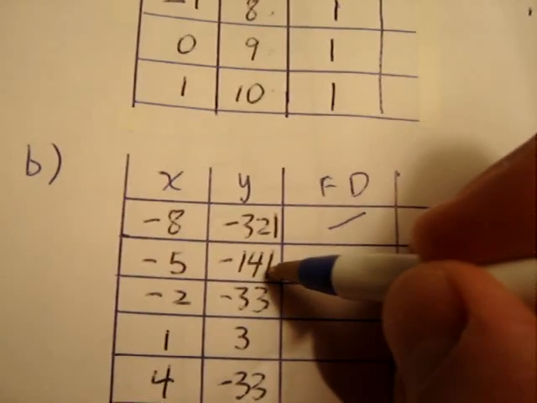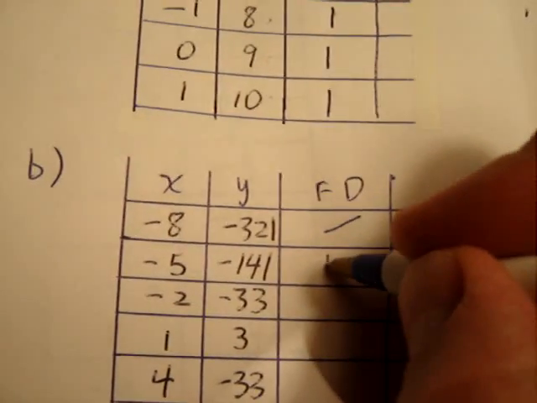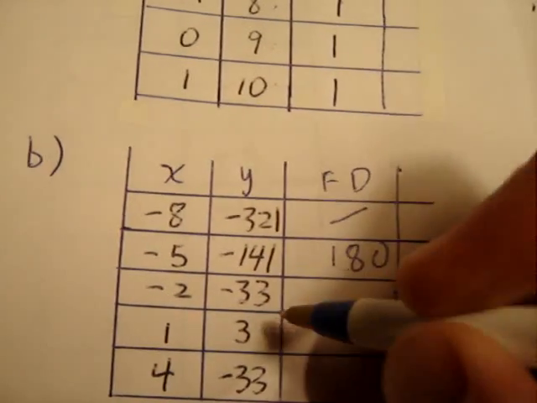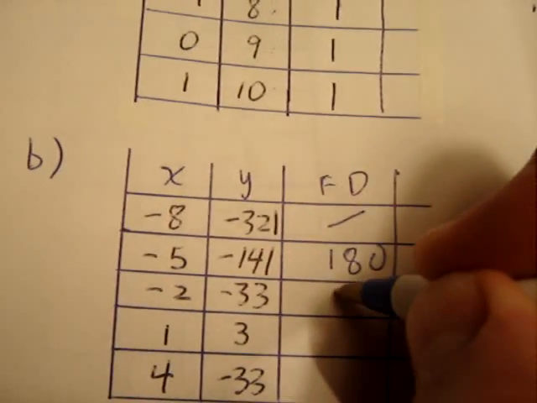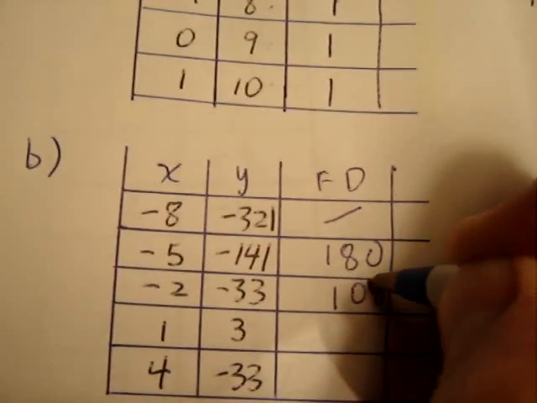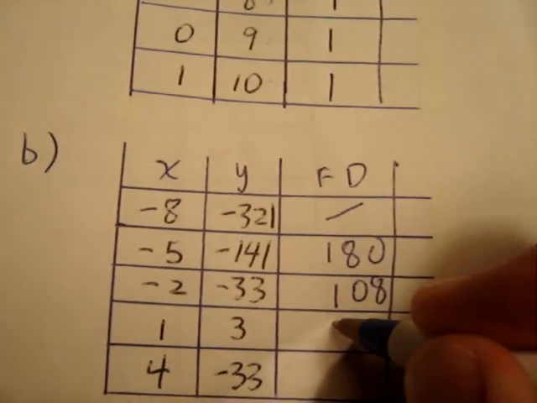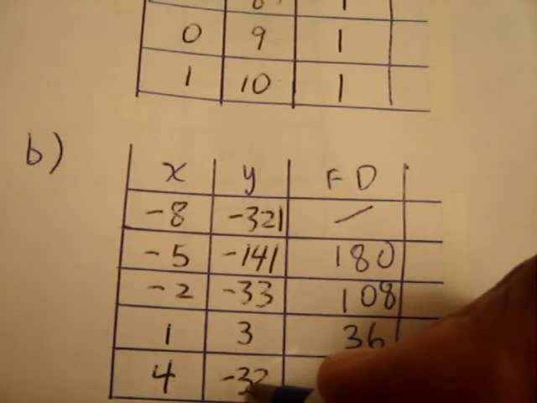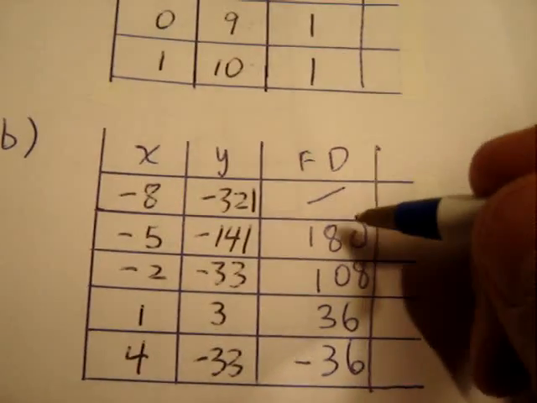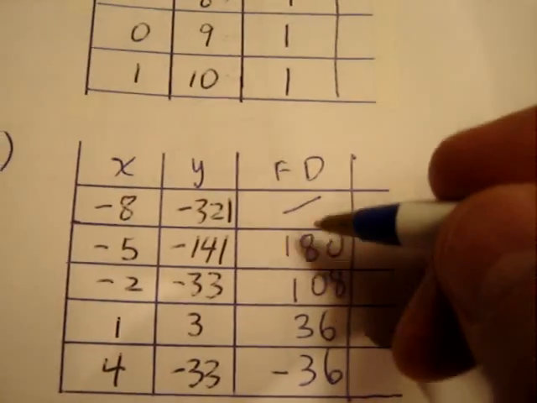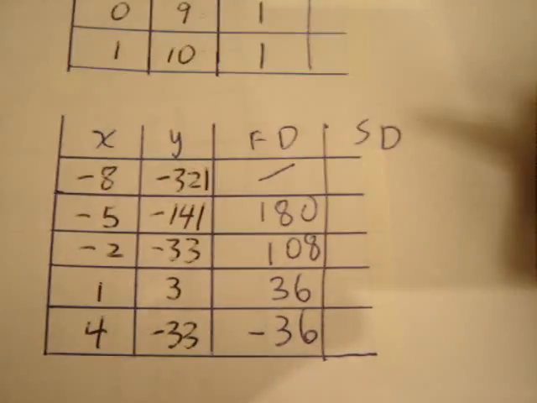Now negative 141 minus negative 321 is equal to 180. Okay, negative 33 minus negative 141 is equal to 108. 3 minus negative 33 is equal to 36. And negative 33 minus 3 is equal to negative 36. Clearly we do not have a linear relation because our entries in the first differences column are not all the same. So we make a second differences column.